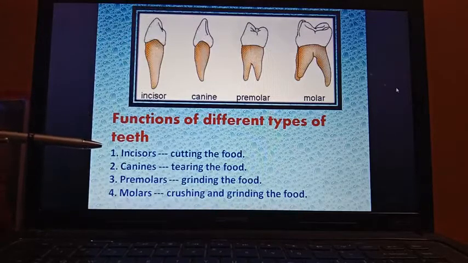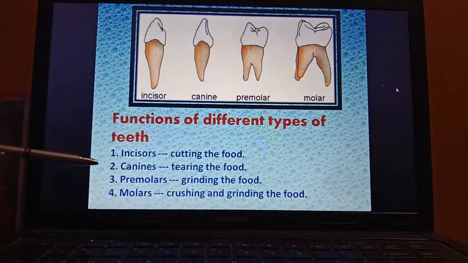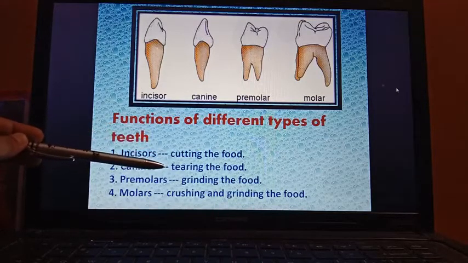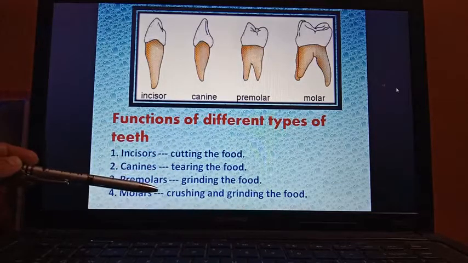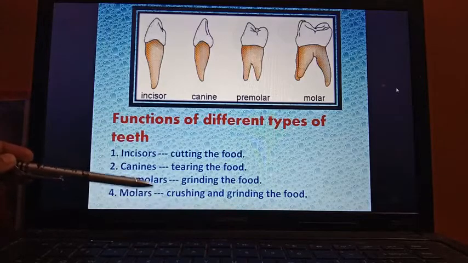First is incisor. Incisor function, cutting the food. Canines function, tearing the food, mainly flesh. Premolars function, grinding the food. And molars function, crushing and grinding the food.